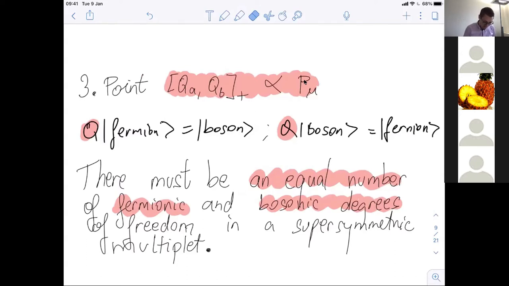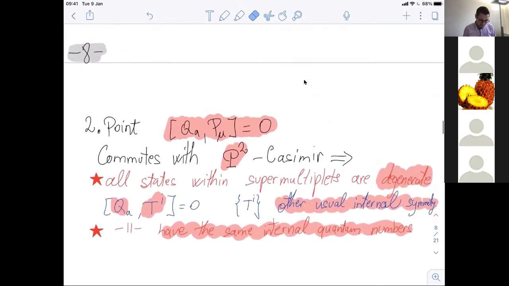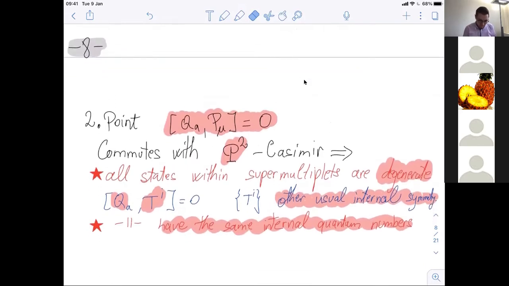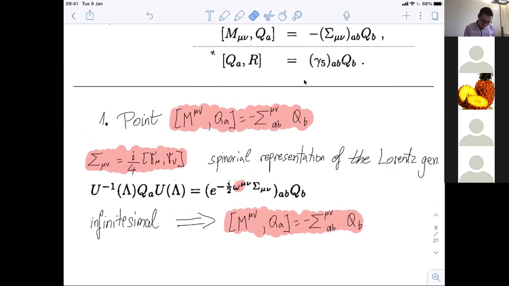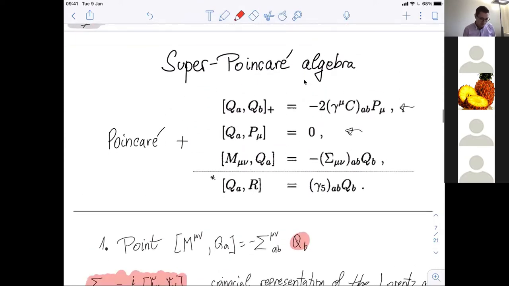So this algebraic relation tells you that there is an equal number of fermionic and bosonic degrees of freedom in a supermultiplet. This one tells you that within a supermultiplet, of course, when supersymmetry is preserved, the states are mass degenerate, and furthermore, they have the same internal quantum numbers under, for example, the gauge symmetry. They are in the same representation of the internal symmetry. And this relation of the Super-Poincaré algebra is simply a defining relation for Q_A, the supercharge, saying that the supercharge is a spinorial representation, a spin 1/2 representation of the Lorentz group. But maybe these three things are worth remembering about the Super-Poincaré algebra that underlies supersymmetry.